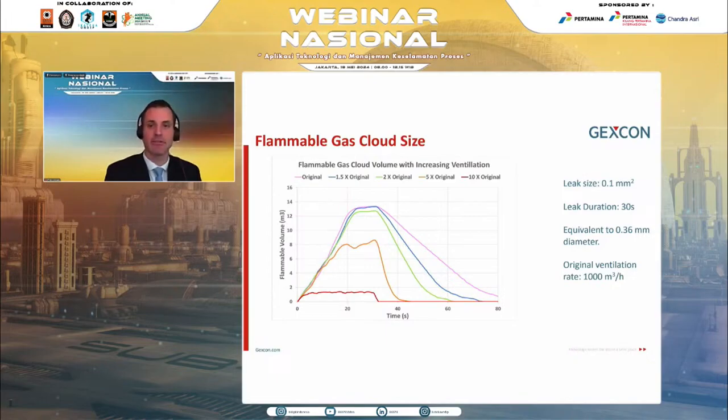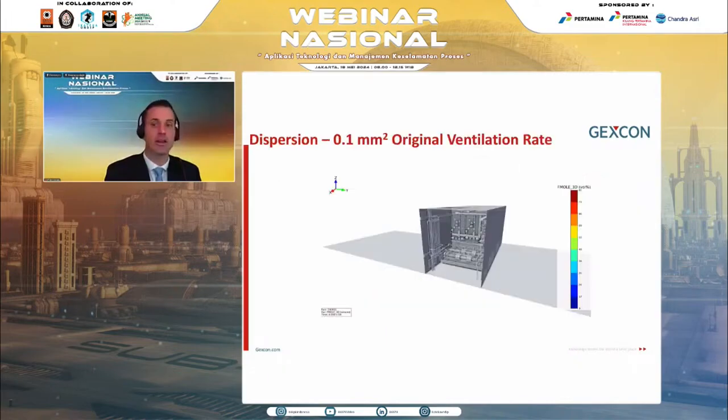And if we compare this to the time accelerated results for the flammable gas cloud within the container for the 5,000 cubed an hour ventilation rate, you can see that the hydrogen still fills the container, but it is extracted much faster, only 15 seconds after the release stopped.